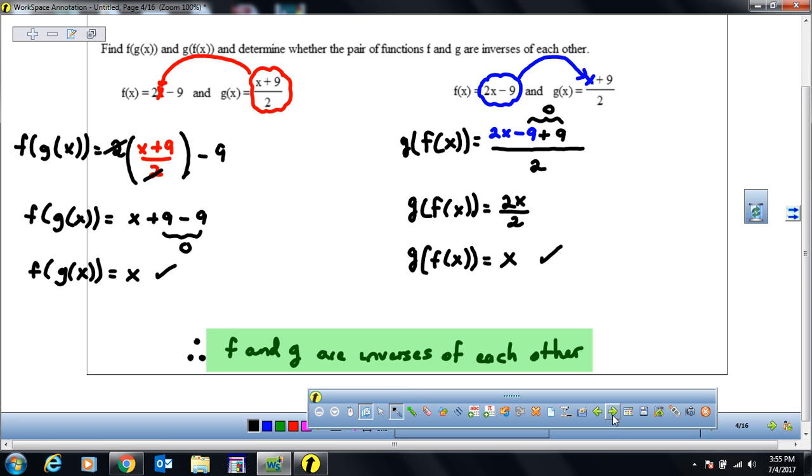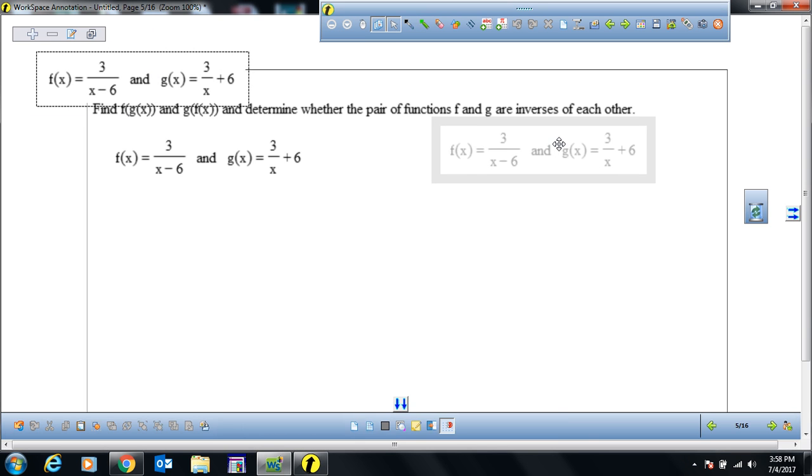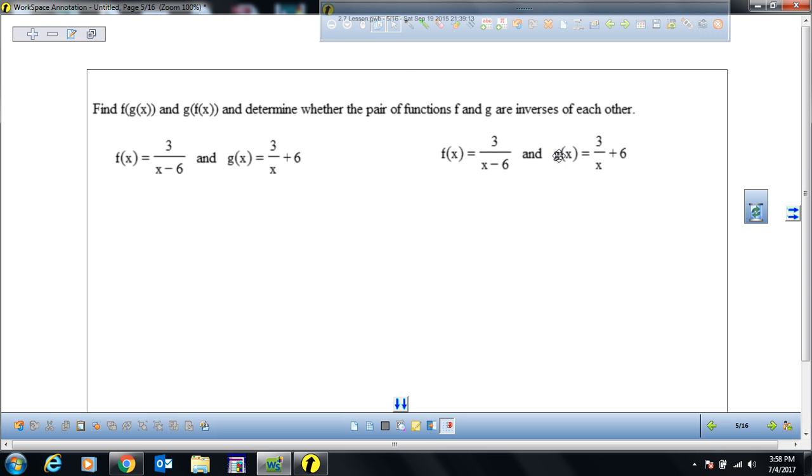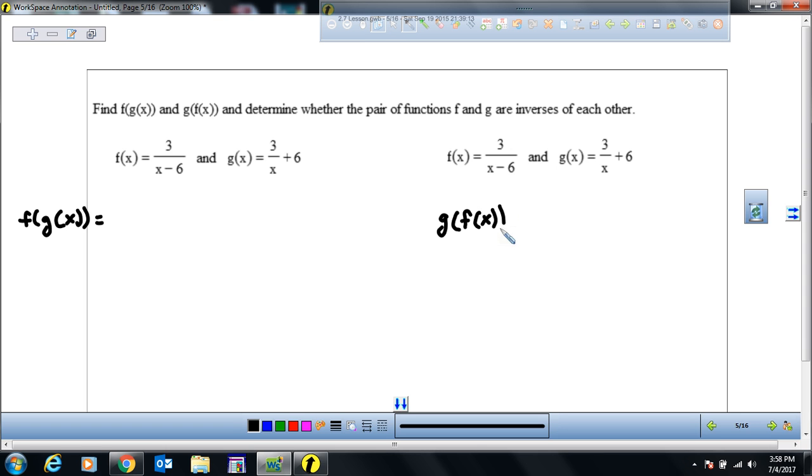Now the next one, we're going to do the same thing here. We're going to find the functions f of g of x and g of f of x to determine if these two functions f and g are inverses of each other again. So we have to do the two compositions, f of g of x, and we also need to do g of f of x.